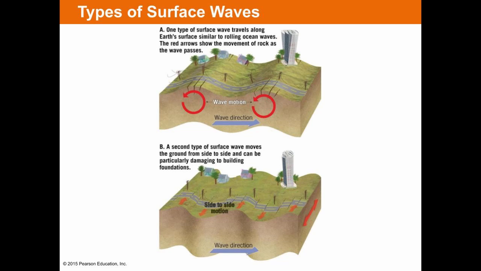Or we could talk about a type of wave, as shown below, with a side-to-side motion, right? The second type of surface wave moves the ground from side to side and can be particularly damaging to buildings.